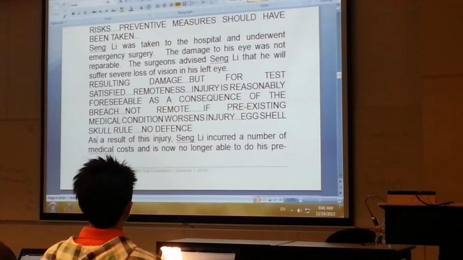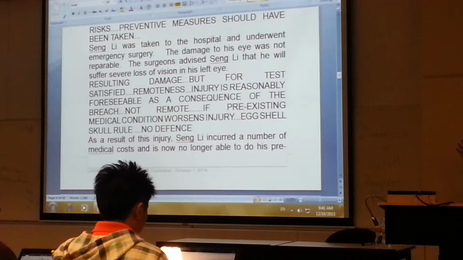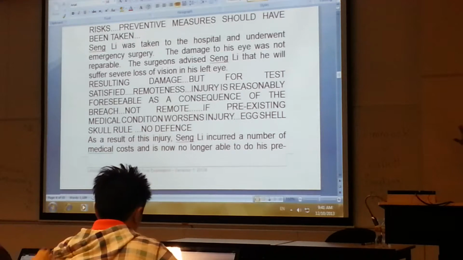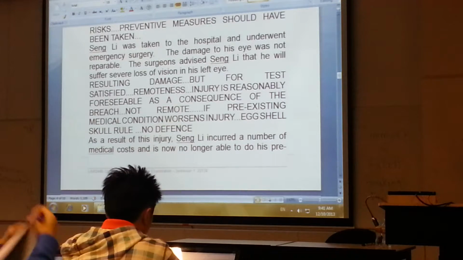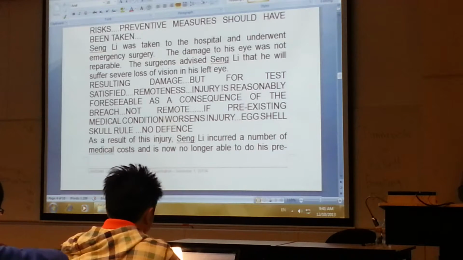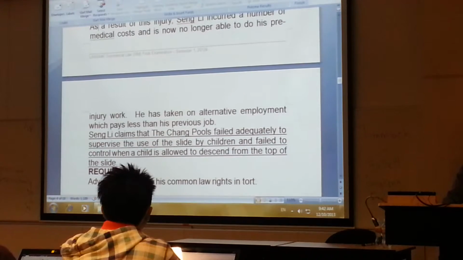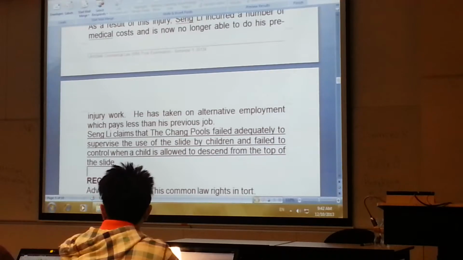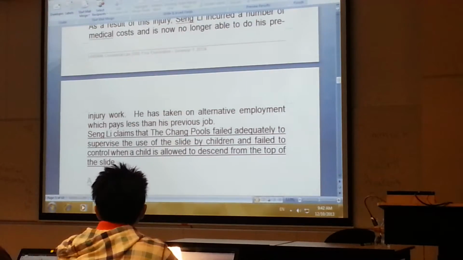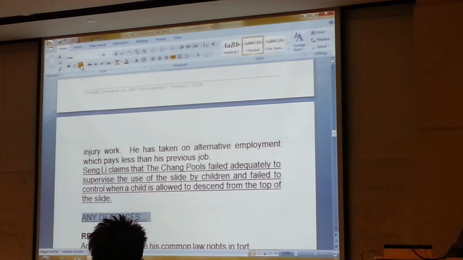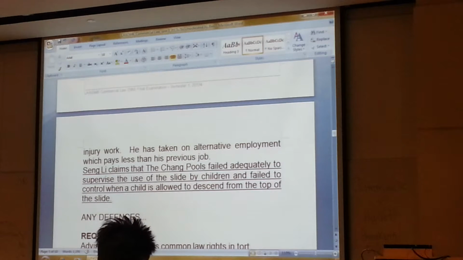Here, class, there is no issue of vicarious liability because the injury was not caused by an employee. So no vicarious liability here. So we go straight to remedies. Right? So let's go on to the next page. Let's ask ourselves first, any defenses first? Is there any defense that you can think of?